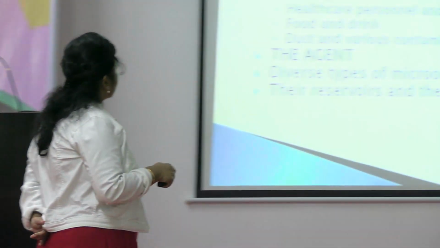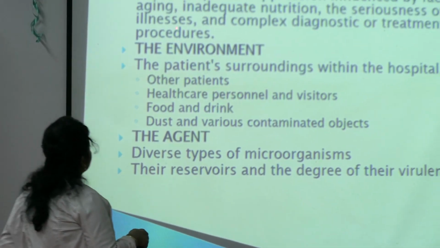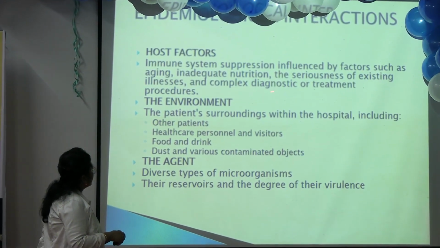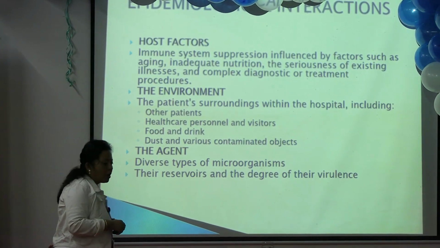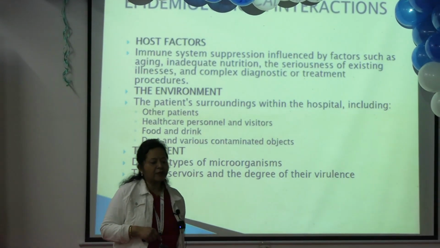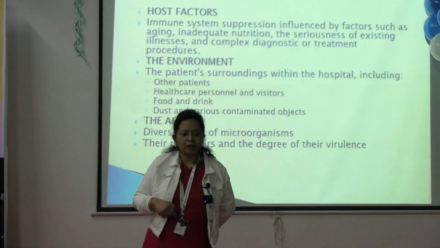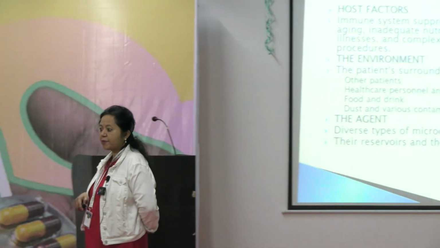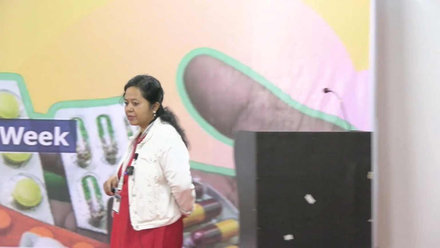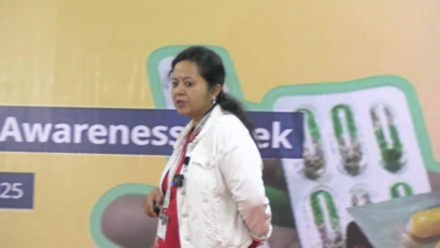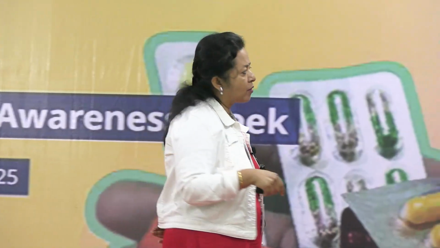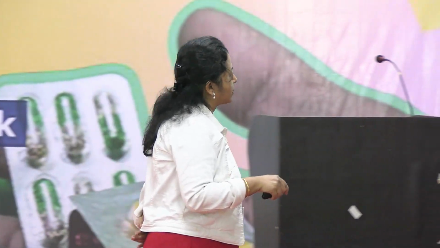Immune system suppression is influenced by factors such as aging, inadequate nutrition, the seriousness of existing illness, and complex diagnostic or treatment procedures. Others are, for example, if the patient has cancer, again the immune system is a problem. Then immunosuppressive drugs: if a patient has had a transplant, this transplant patient has to take immunosuppressants, so their immune system is suppressed. So these people are all very vulnerable patients. These are the host factors.